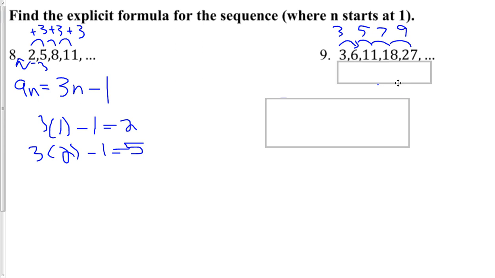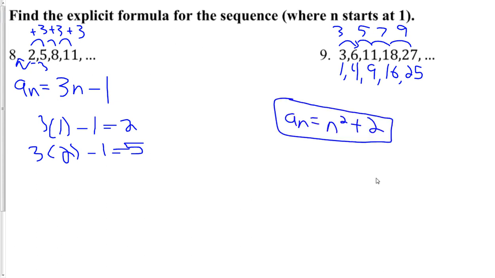1, 4, 9, 16. Wait, what are those numbers? Perfect squares. 1 squared plus 2. 2 squared plus 2. 3 squared plus 2. So it's plus 2 to n squared. So it's kind of a trickier one, but just to throw that in there.